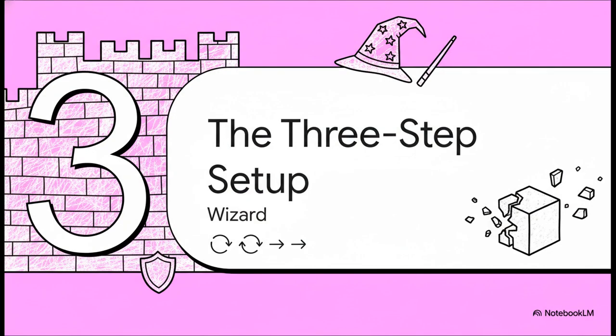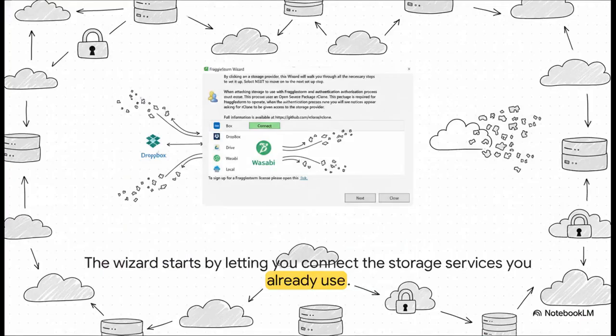Now, I know what you might be thinking. Shattering, encryption, distribution, that all sounds super complicated, right? Well, you'd be surprised. The setup is actually a breeze. Let's walk through the three-step wizard. Step 1 is simple. You just connect your cloud storage. The wizard links right up to the services you already know and use, like Dropbox, Google Drive, you name it. You're basically building your fortress on land you already own.